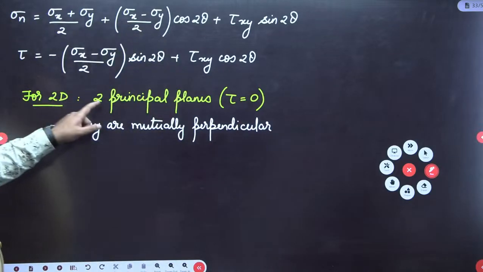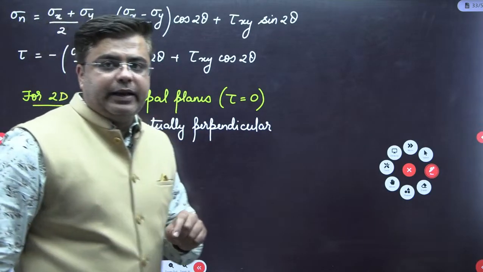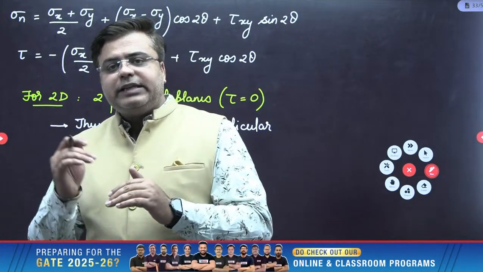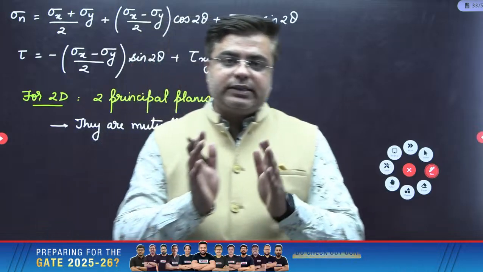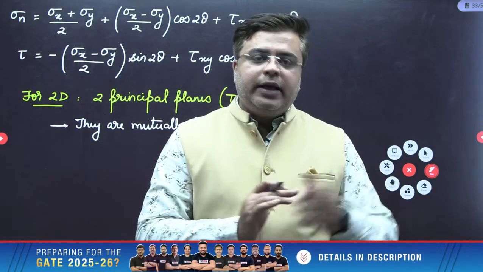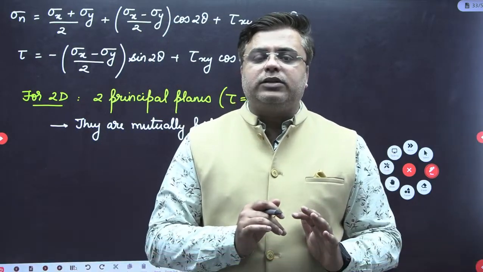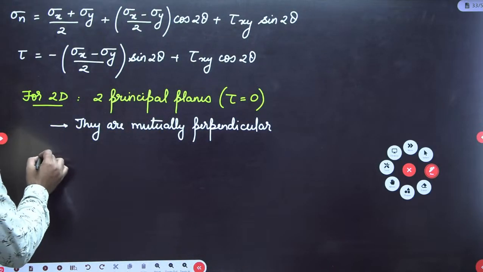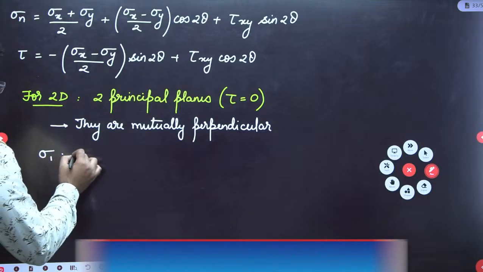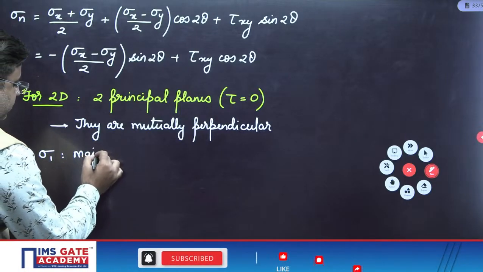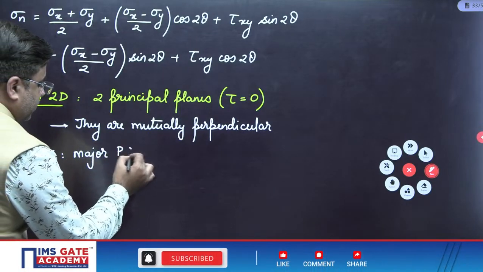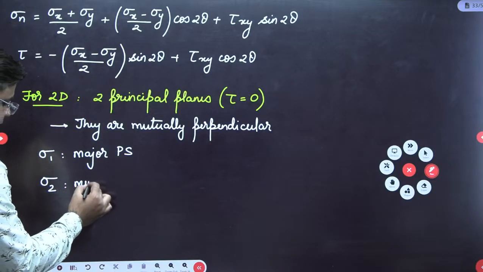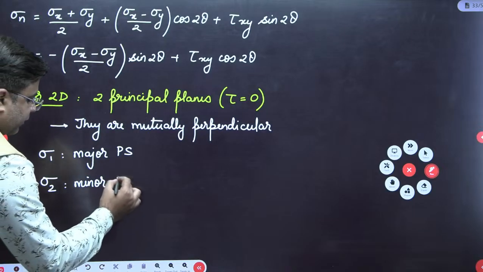Now the normal stress acting on the principal plane is termed as principal stress. The highest value of normal stress is termed as major principal stress, and the least value of normal stress is termed as minor principal stress. So sigma 1 is termed as major principal stress, and sigma 2 is termed as your minor principal stress.